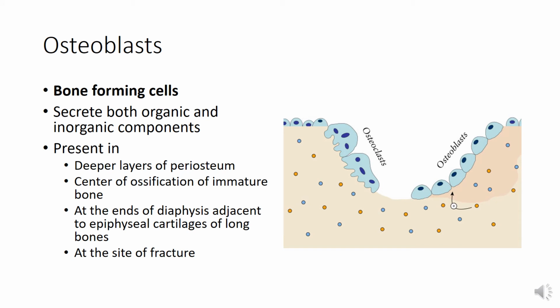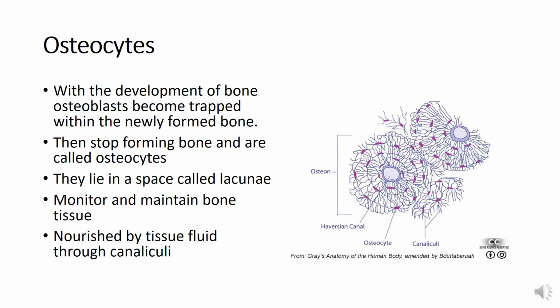The osteoblasts are the bone forming cells. They secrete both the organic and inorganic components of the bone, and they are present in the deeper layers of the periosteum, in the centers of ossification of immature bone, that is the growth plate where the bone is forming, at the end of the diaphysis adjacent to the epiphyseal cartilages of the long bones, and at a site of fracture. Osteocytes are the mature osteoblasts, and with the development of bone, the osteoblasts become trapped within the newly formed bone.